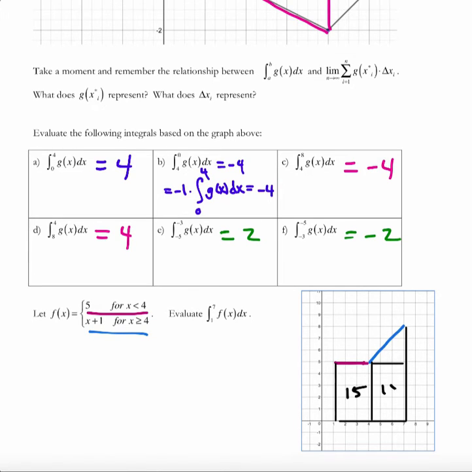This one also has an area of 15 square units. I think that has an area of 9/2 square units. So I would say that the definite integral from 1 to 7 of f of x dx in this case is equal to 34.5.